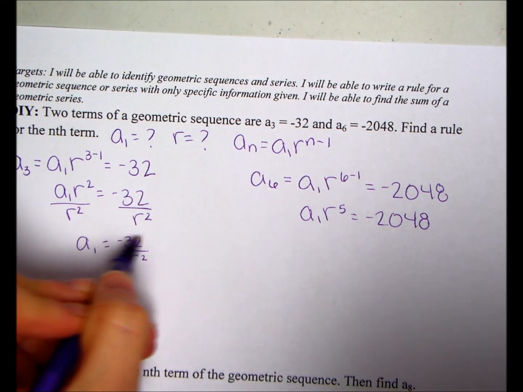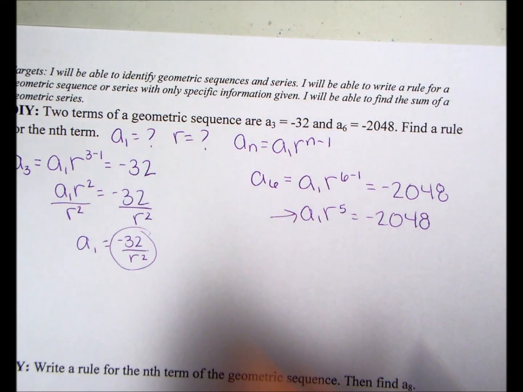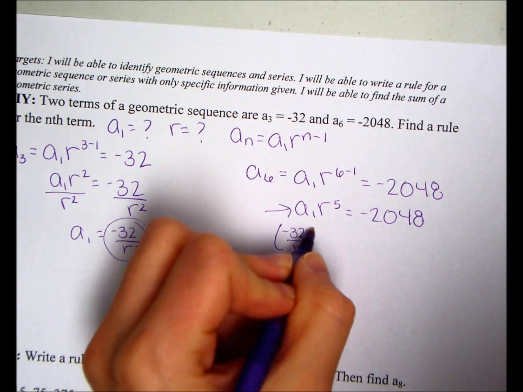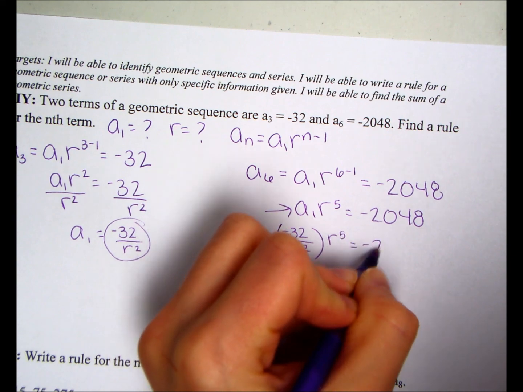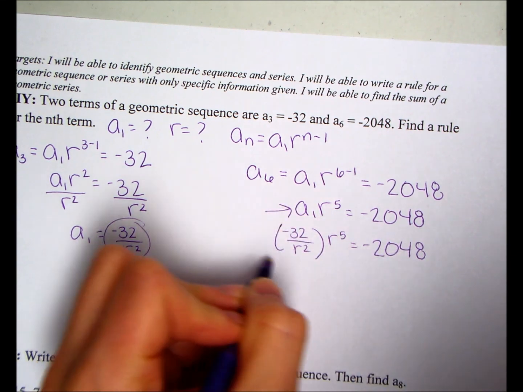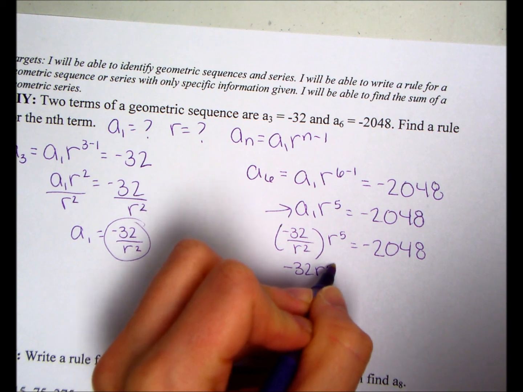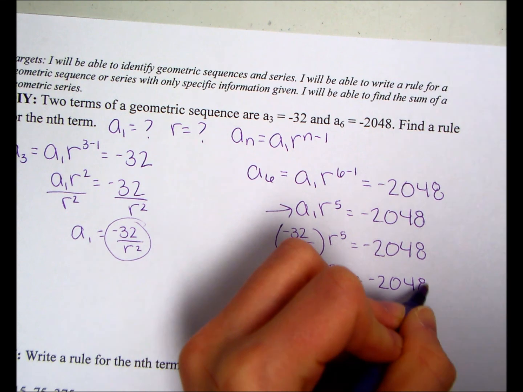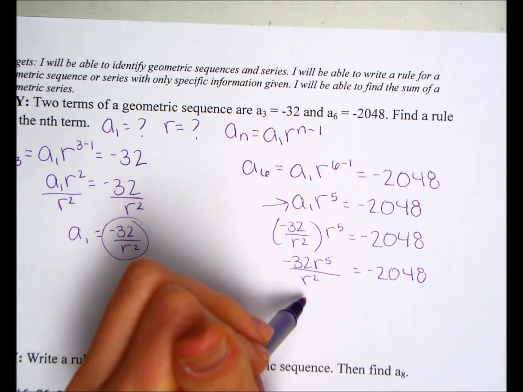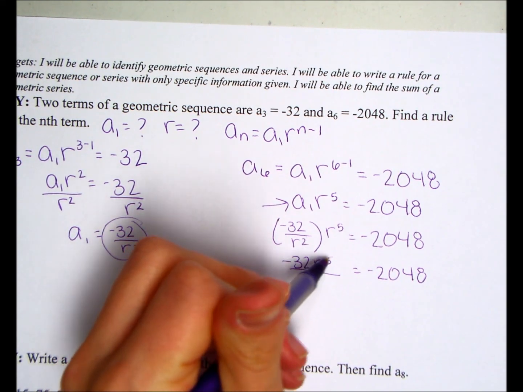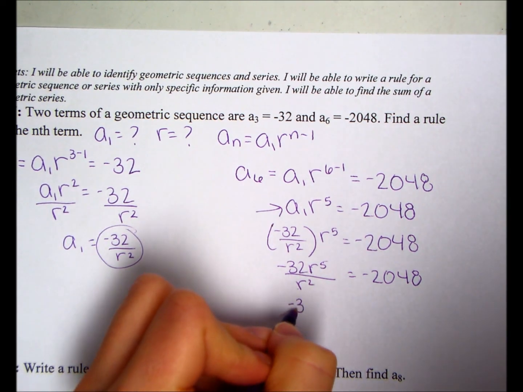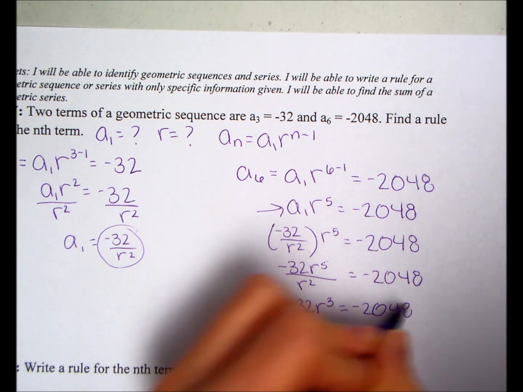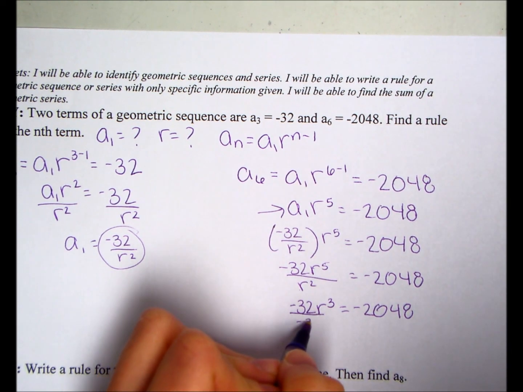And I'm going to substitute this piece in here. So I have negative 32 over r squared times r to the fifth is negative 2048, or negative 32 r to the fifth over r squared is equal to negative 2048. Same idea. Rules of exponents say that if I have the same base, I subtract the exponent. So I have negative 32 r cubed equal to negative 2048, and I can divide by negative 32.